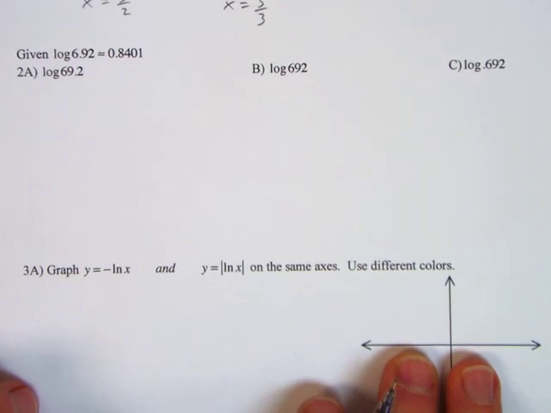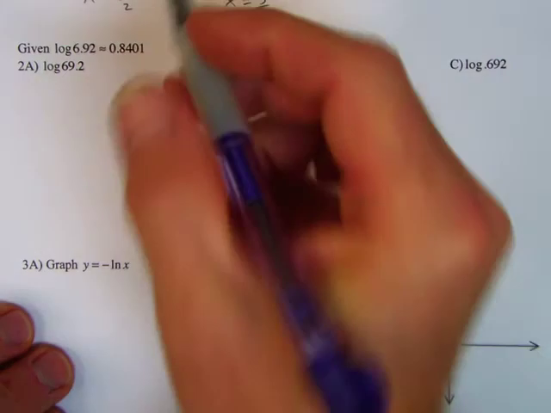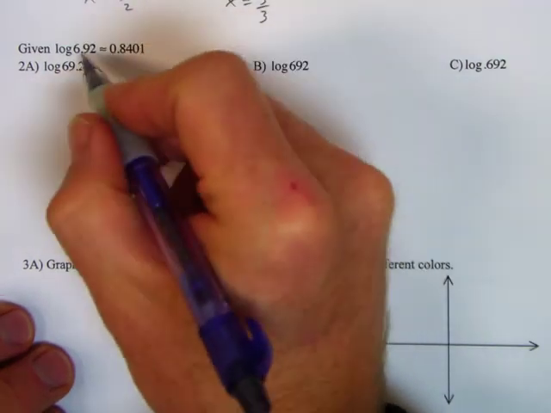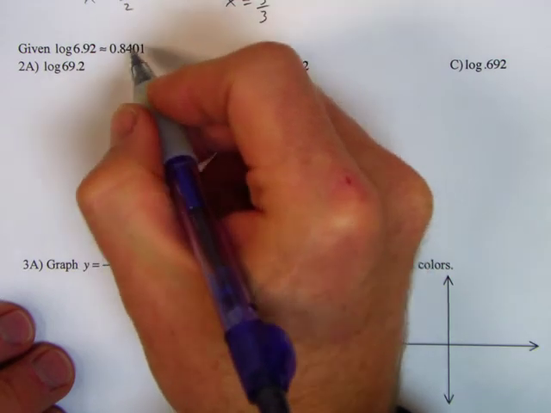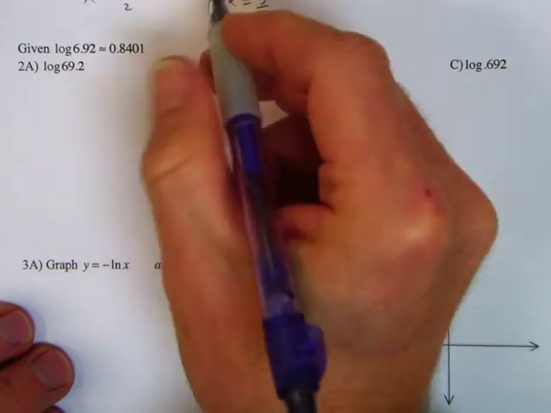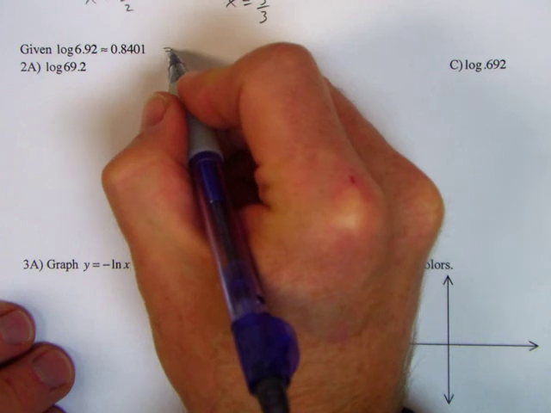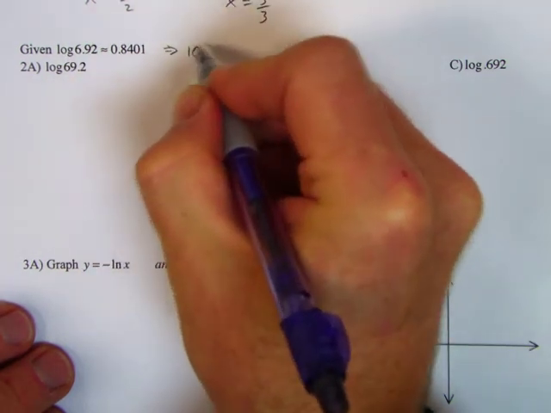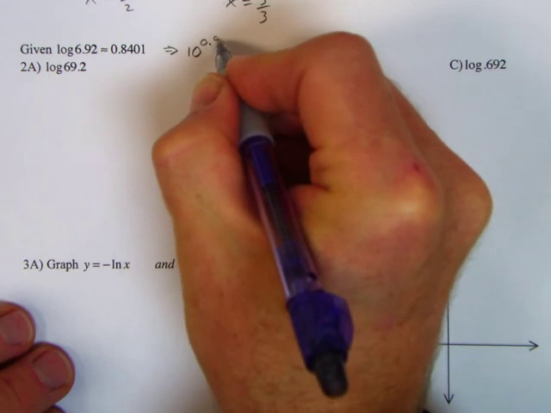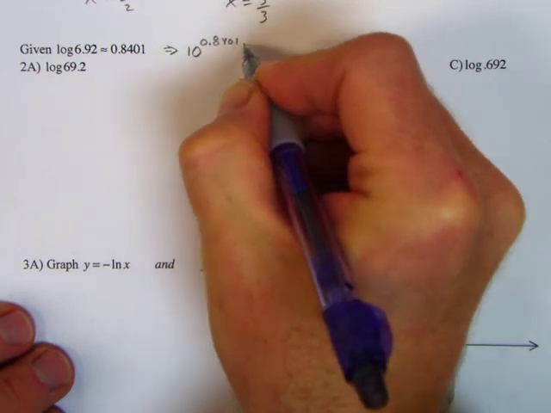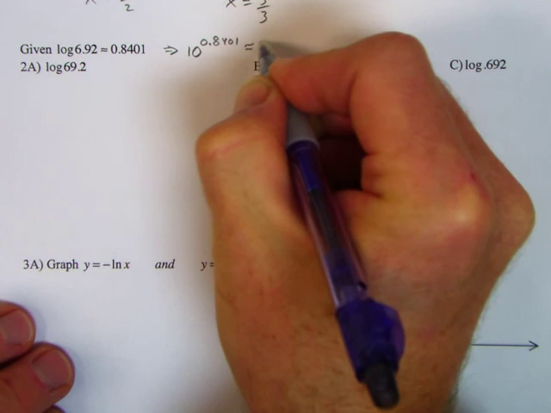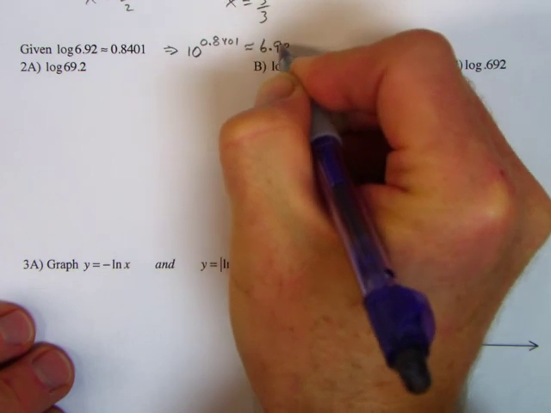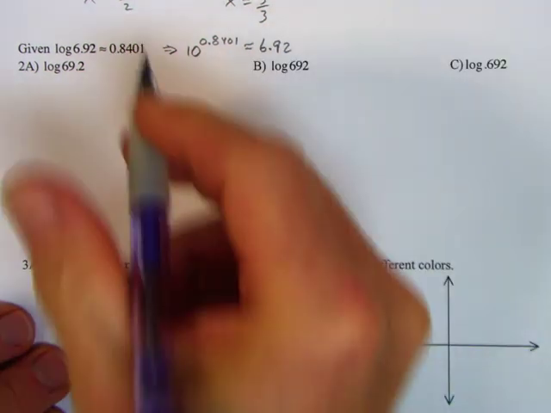All right, this next one's going to be a little bit more challenging. We're given this: log of 6.92 is approximately equal to 0.8401. And what this tells us is that, what's our base of that log? 10. So 10 to the 0.8401 is approximately equal to 6.92. We're going to need that when we do this.